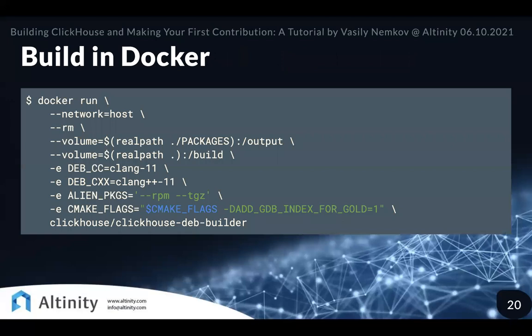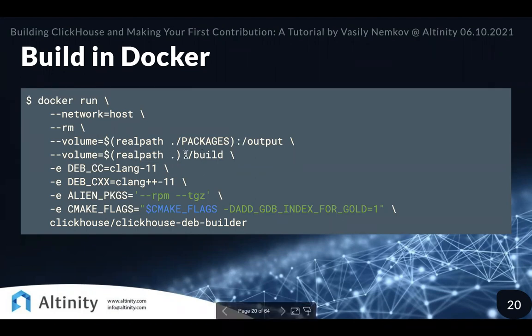So we are going to go with the easiest path for now, which is building it with Docker. Here is an example of how you do it. A few important things to notice here. The first one is the output directory of the whole process. Here is the directory where all of your packages are going to end up. As you can see, I'm running this from the root of the ClickHouse source directory, and I have a special directory for the packages, ./packages, and it's mounted to the output directory on the Docker machine.